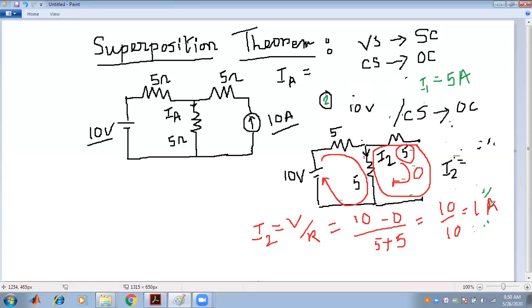So when the 10 volt source is acting, meaning the 10 ampere source is open circuited, the current flowing through the 5 ohm resistor, that is I2, will be 1 ampere.